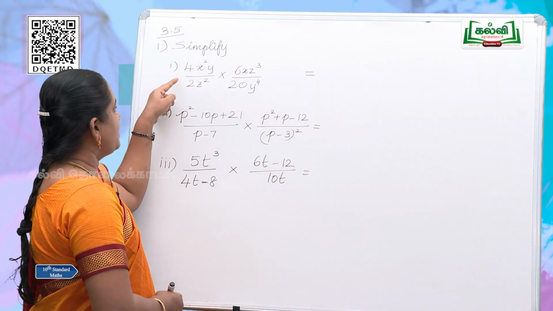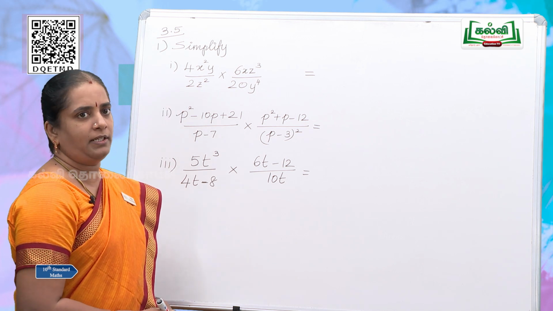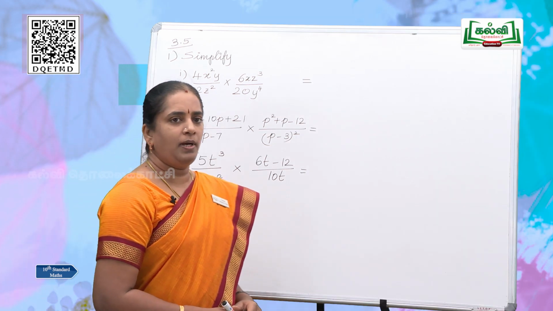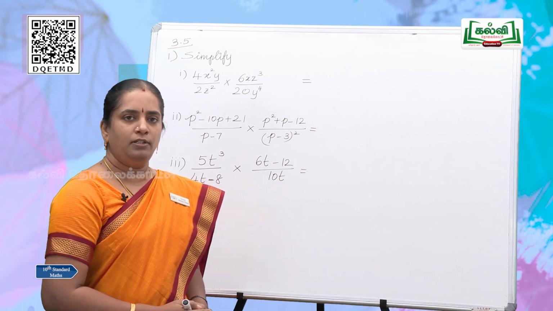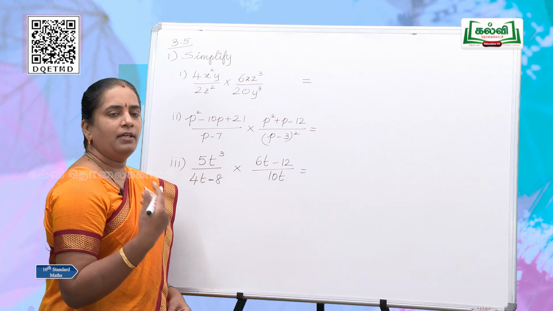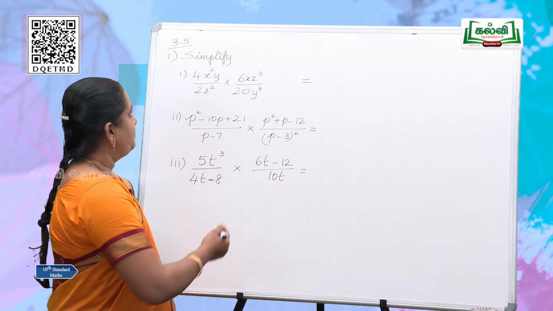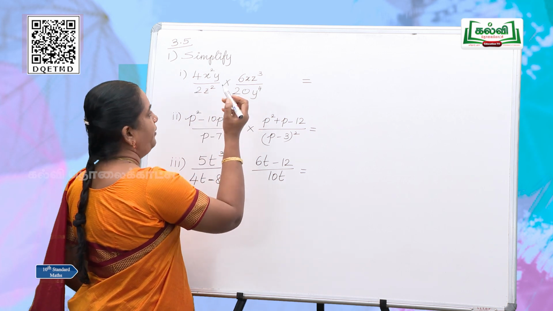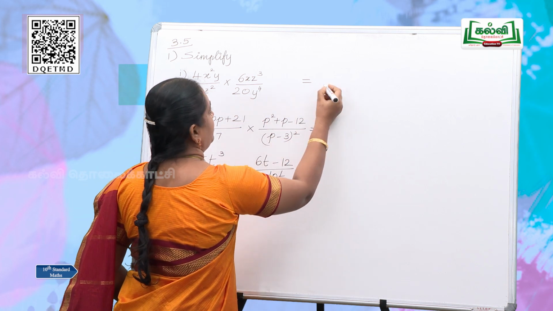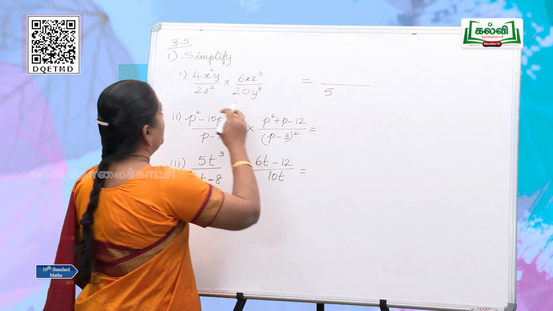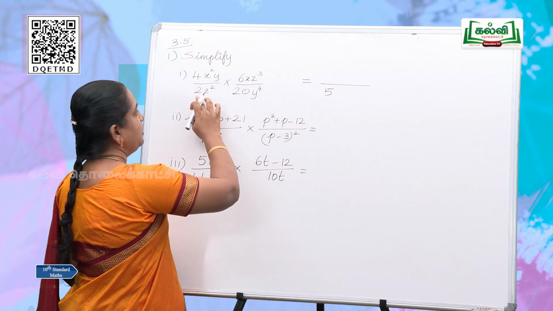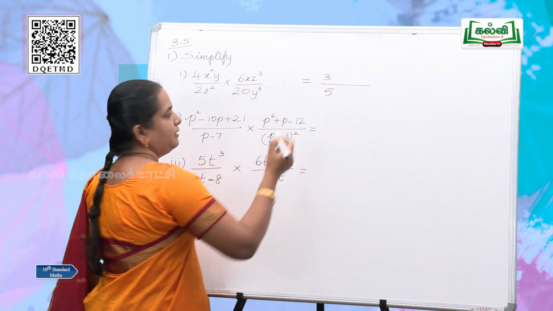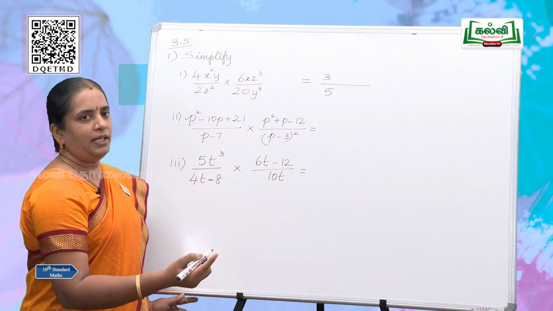The numerical coefficients given are 4 and 6 in the numerator, and in the denominator 2 and 10. We can cancel the numerical coefficients as we do in fractions. 4 and 20 will be cancelled and we get 5 in the denominator, and 6 and 2 will be cancelled and we get 3 in the numerator. Now see the variable part.